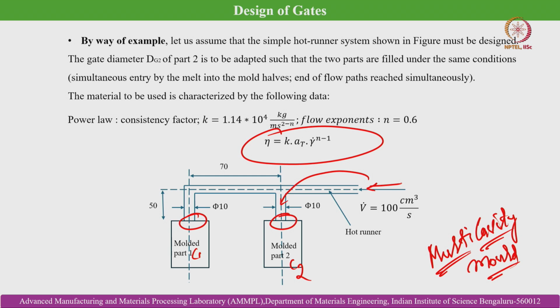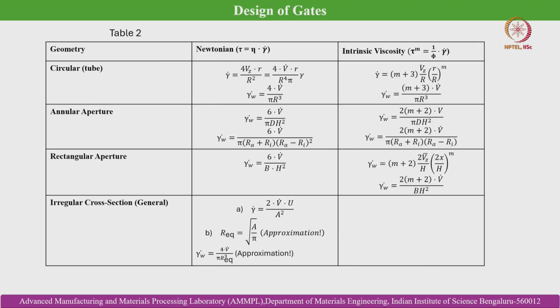We have already given the value for K, and as we have seen the tables which are given over here, this is the expression, earlier we have seen the expression for pressure drop delta P across the flow length. Here are the expressions for shear rate. These are the expressions relevant to circular, annular aperture, rectangular and irregular cross section. In this case we are talking about a circular geometry, so we will of course consider the first equation over here.